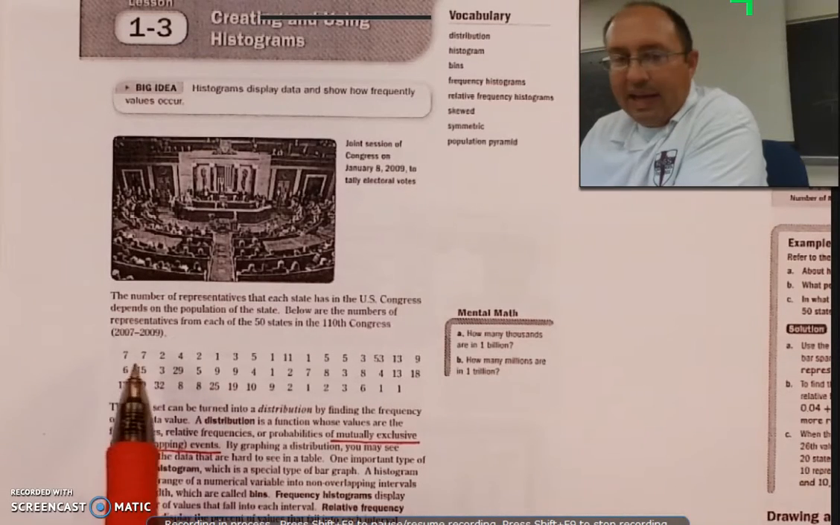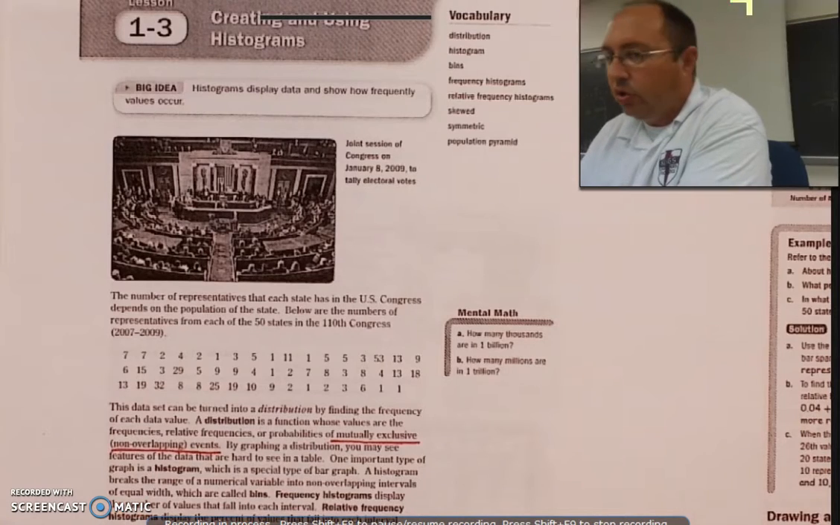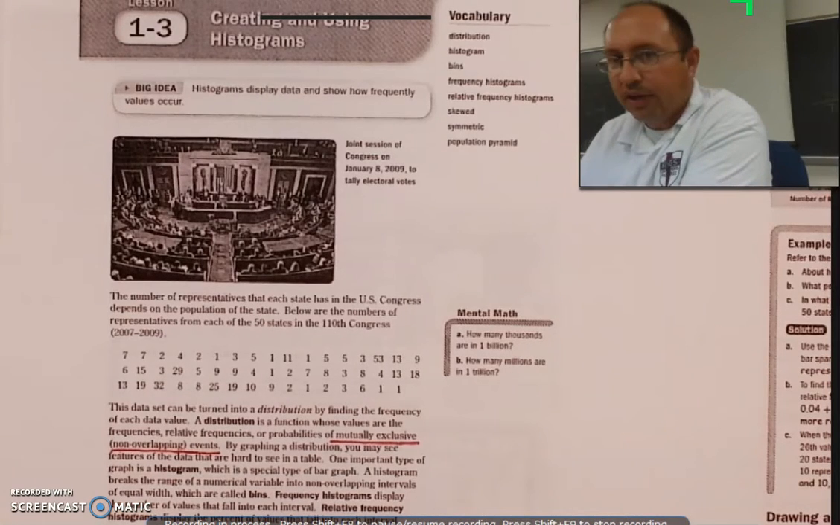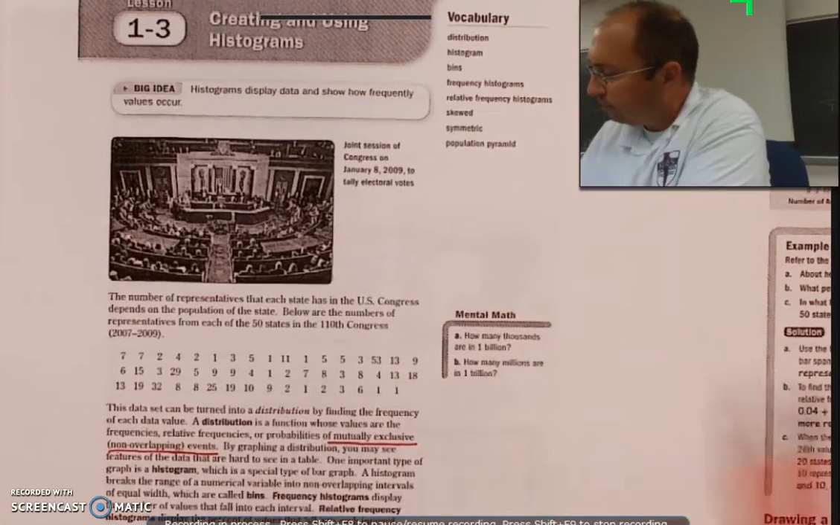The number 7 cannot be in two different categories. It can only be in one category. So that's what they're getting at right there.